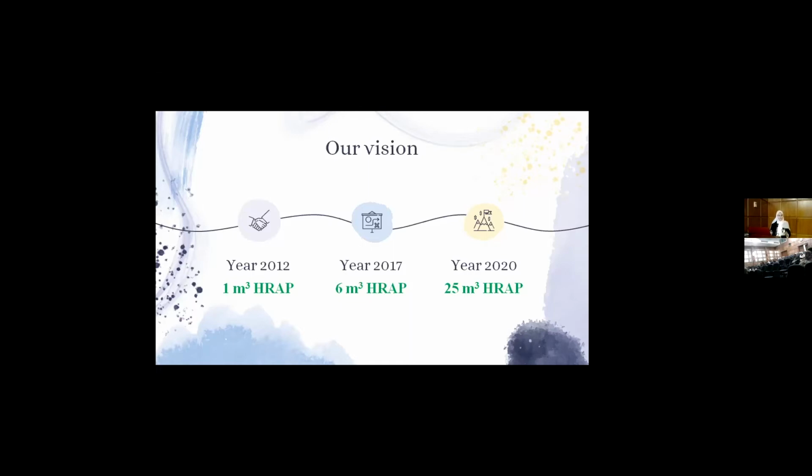However, they upgraded in 2017 to a high-rate algal pond of 6 cubic meters, and they cancelled the anaerobic pond and focused on the facultative pond with larger depth. And they upgraded it in 2020 with a high-rate algal pond of 25 cubic meters, and it covered the anaerobic pond. So let's see these systems.